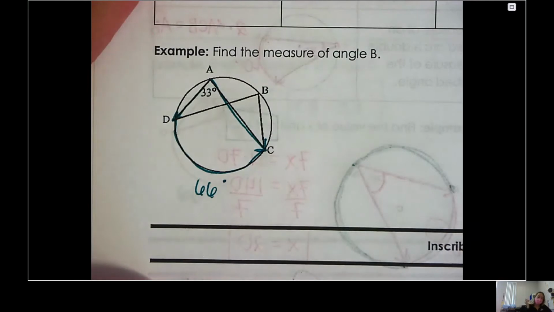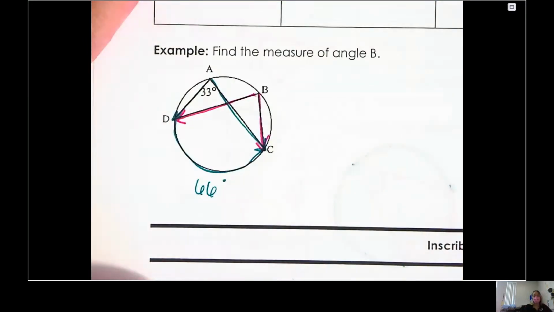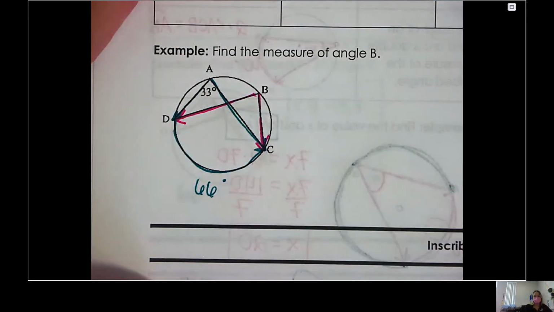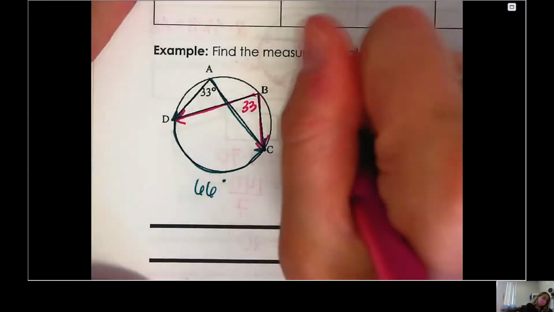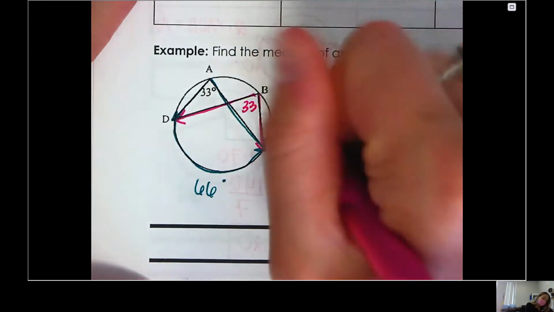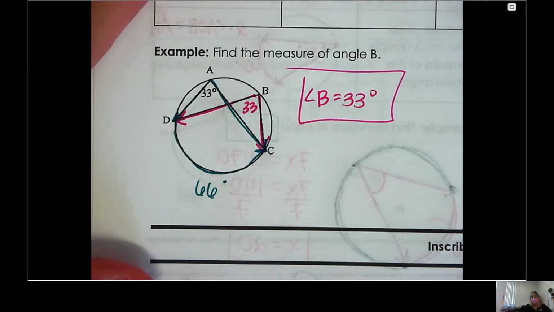Angle B opens up to what arc? Which one does it open up to? The exact same one. So what does the angle have to be? Oh, it's 33 degrees. There you go. Ta-da, you're done. Angle B is 33 degrees. And that was it. Told you it was going to be easy. So if you know one, automatically the other one has to be exactly the same. That's it.